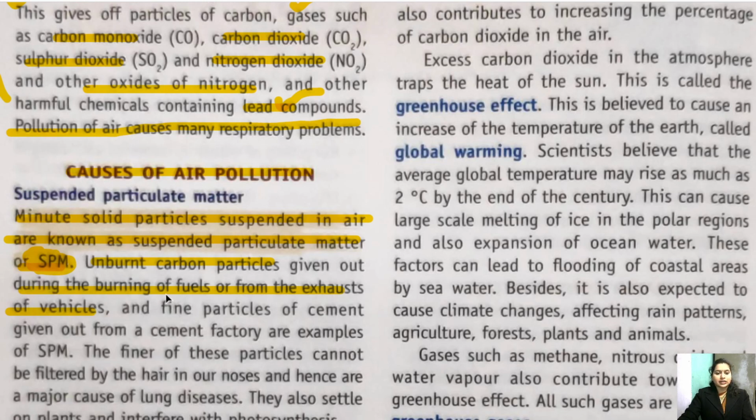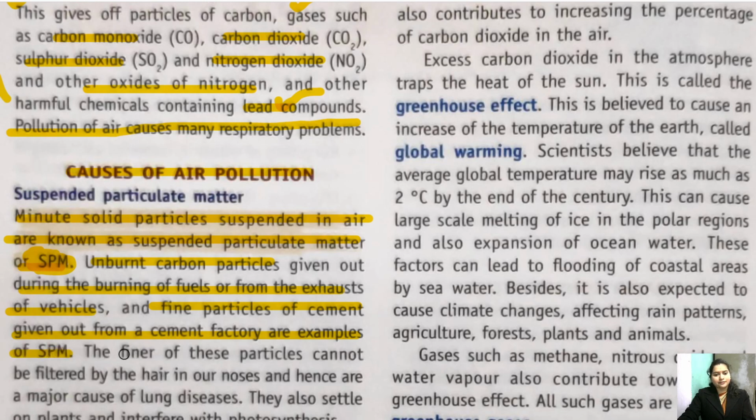So children, these unburnt carbon particles dissolve in air and we inhale it, and our hair, nostrils, and mucus cannot stop it. Getting it? That is why it is dangerous. So, this unburned carbon particles given out during the burning of fuels or from the exhaust of vehicles, and fine particles of cement given out from the cement factory are the examples of SPM.